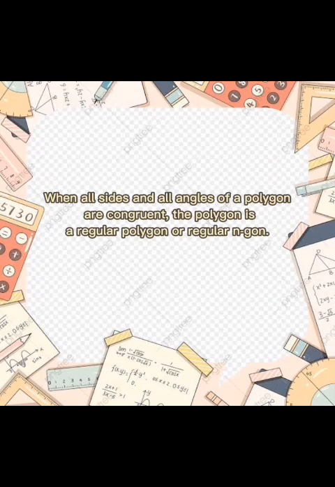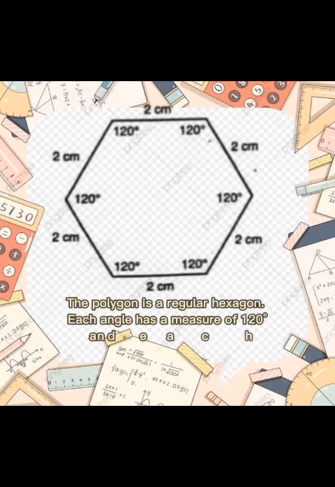When all sides and all angles of a polygon are congruent, the polygon is a regular polygon or regular n-gon. Here we have an example. The polygon is a regular hexagon. Each angle has a measure of 120 degrees, and each side measures 2 centimeters.